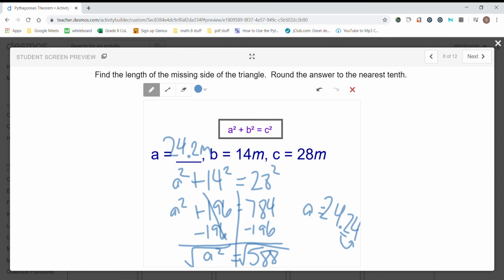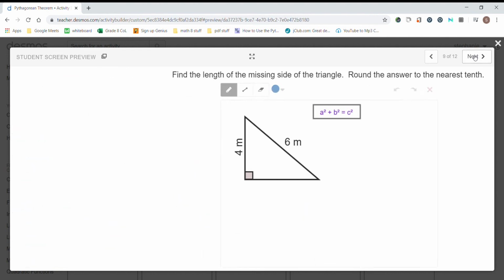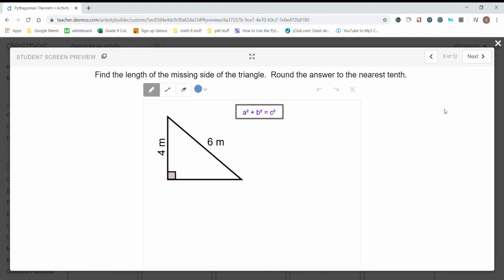24.2 m. Now, if we were to draw that triangle, let me draw it here. So A, this would have been 24.2. This would have been the 14, and this would have been the 28. Just to give you the visual. All right. So same thing now, I'm missing B. We don't know what B is.